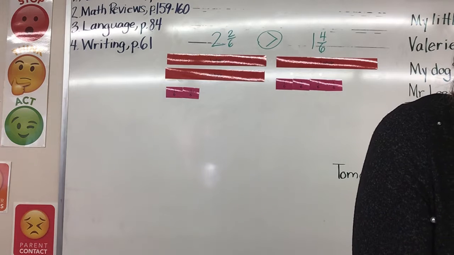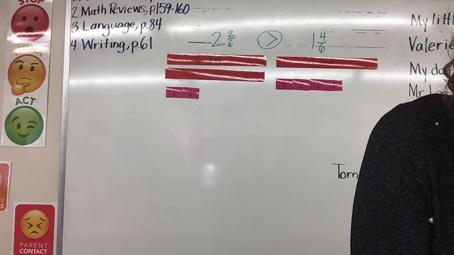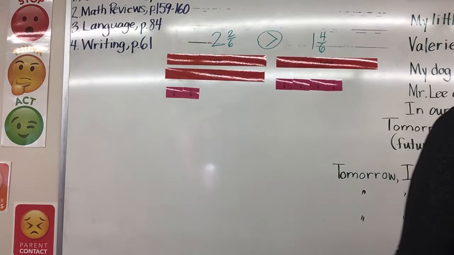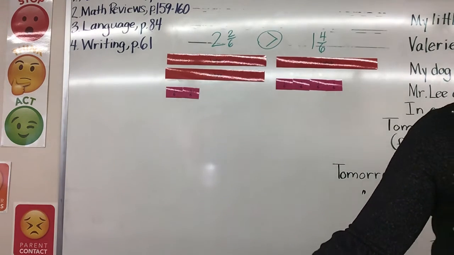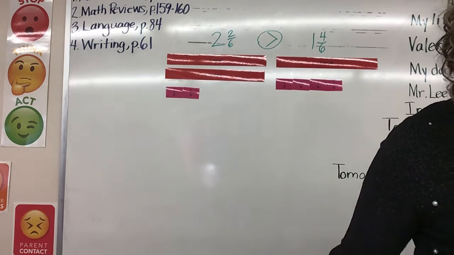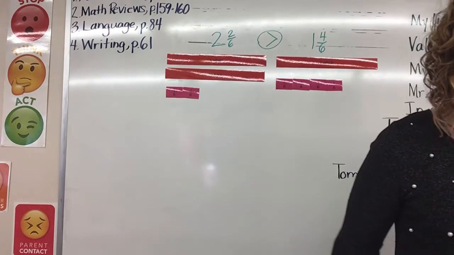All right, the next one. Whole number is 1. The other side, the whole number is 2. So we know that one has to be greater, right? So we're going to say 1 and 1/3 is less than 2 and 1/3.